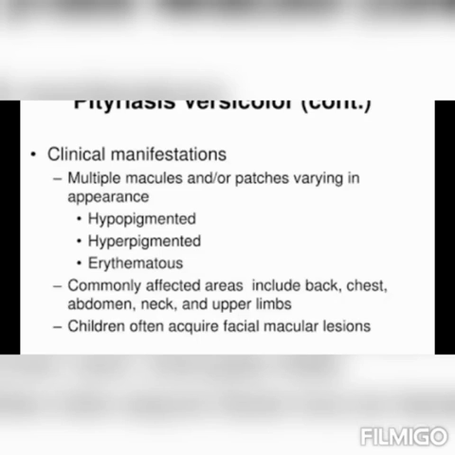I already explained the clinical manifestation of this Tinea versicolor. That is, there will be multiple macules or patches varying in appearance, and the lesions may be hypopigmented or hyperpigmented, and some patients may have erythematous lesions. Erythematous lesions means red color lesions. Commonly affected areas: back, chest, abdomen, neck, upper limbs. The common site is trunk and back. Okay. The children often acquire facial macular lesions. Children have the appearance on the face too.